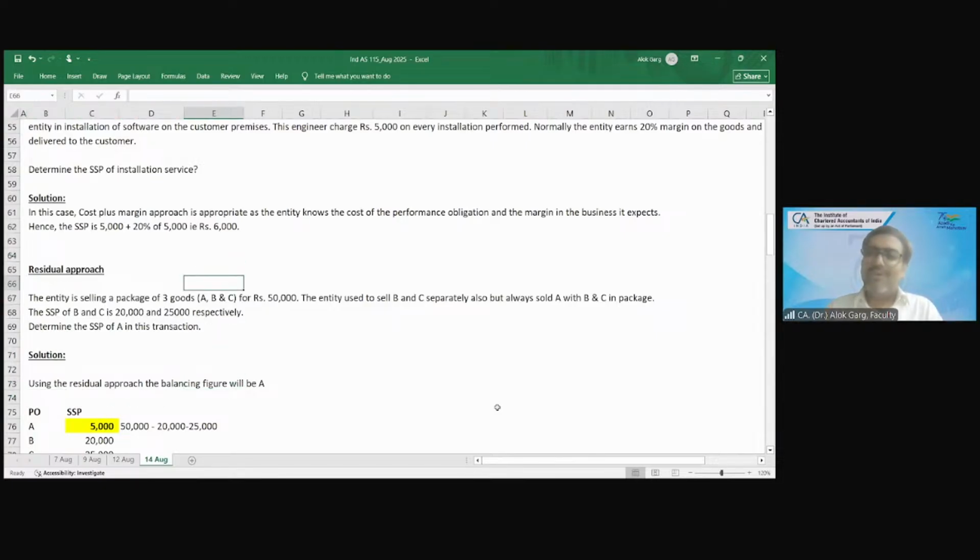Have you heard this word residual in any accounting standard? In depreciation concepts, I think. Yes, very good. Residual value, right? In the depreciation concept, there is a concept of residual value. You compute depreciation as cost minus residual value divided by useful life.